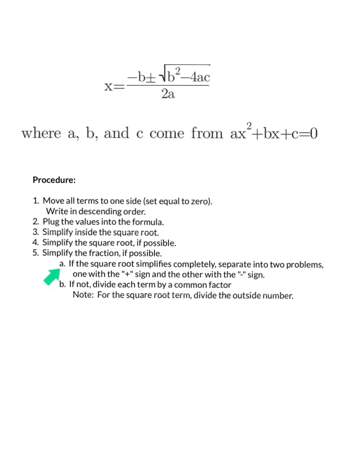If the square root simplifies completely, you want to separate it into two problems, one with the plus sign and the other with the minus sign. If not, divide each term by a common factor, if possible. For the square root term, you only divide the outside number.